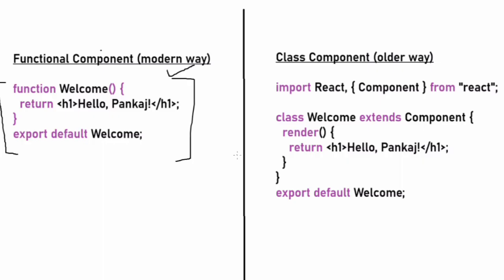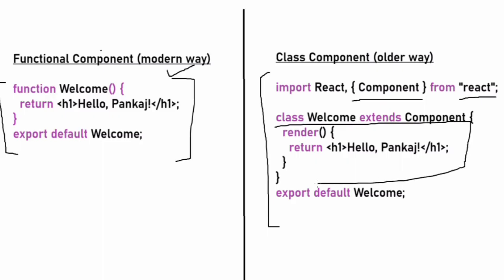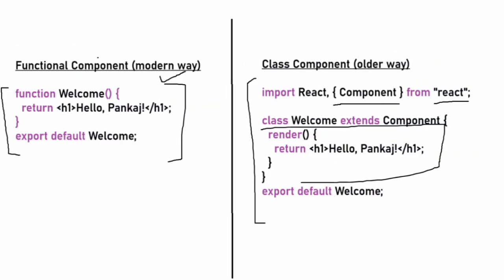To create a class component, we use another class called Component, which we have to import from React itself. Then we create a class, and inside the render method we return the JSX. So this is all about React components. Today we learned what is a React component, what are the benefits of using a React component, and different ways of creating a React component.